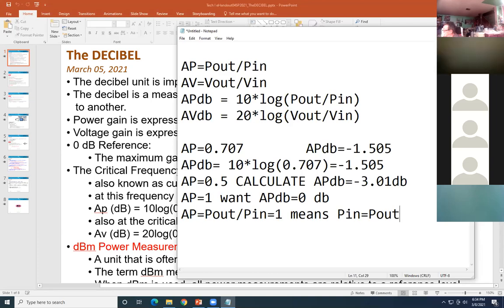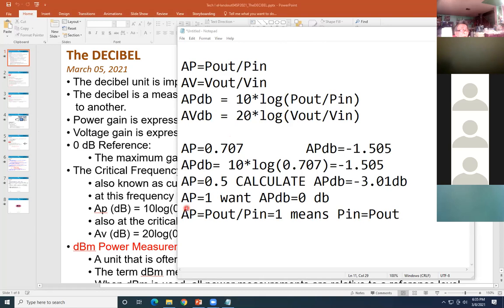Hey, Mr. Pham, can I ask you a question? Yeah. On the bottom line, you have AP equals P out over P in, and so P out over P in is equal to 1. Is that what you're saying? Right. That's what I say. AP on the first line. Before that line, I say AP equals 1. Okay. So if you take the log of 1, that's 0. Right. Okay, thank you.